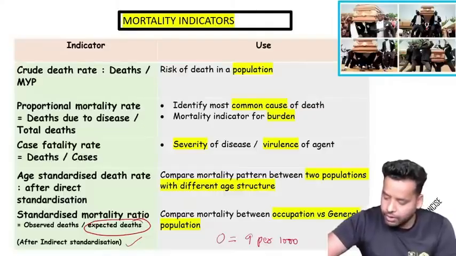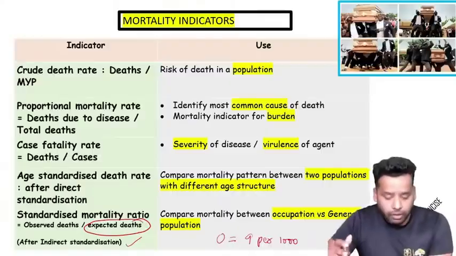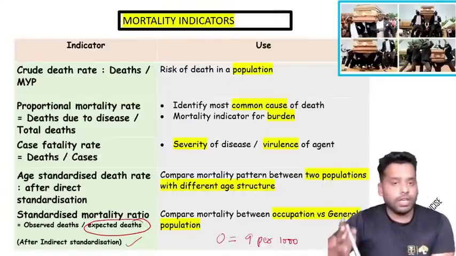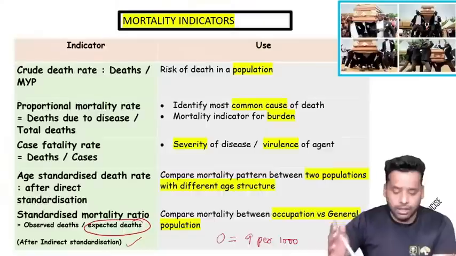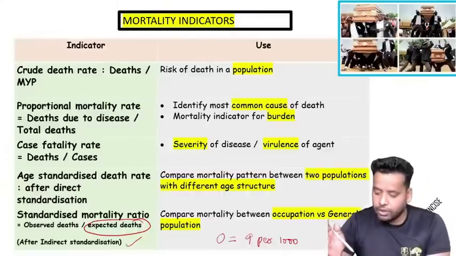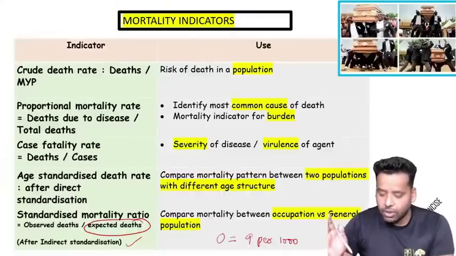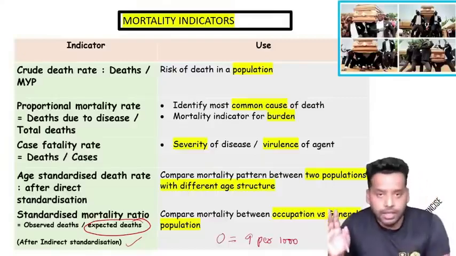I want everyone to type it here. O by E. It's more about the output after the class. That is more important for me. If you are giving input, output will come. Again I am telling, type it in the chat box. O by E is the ratio. Observed deaths by expected deaths.